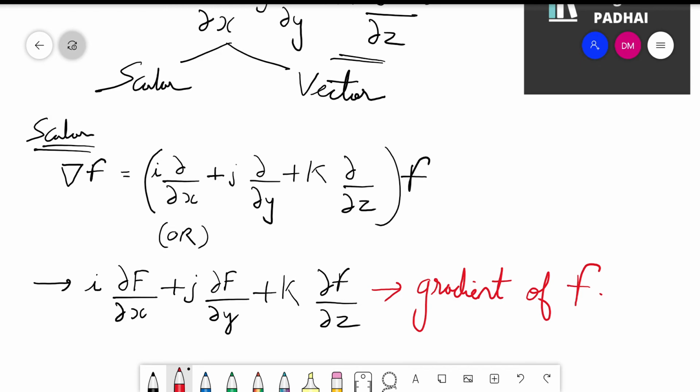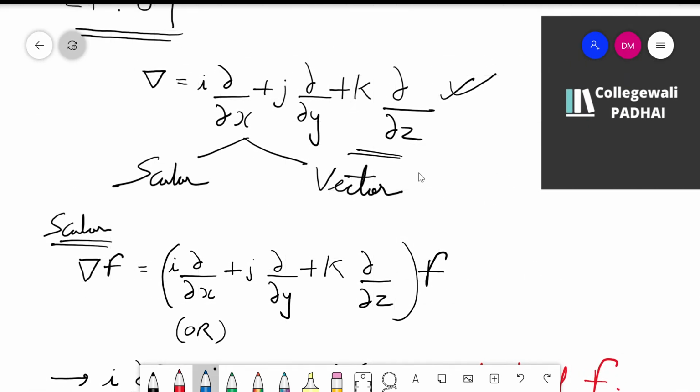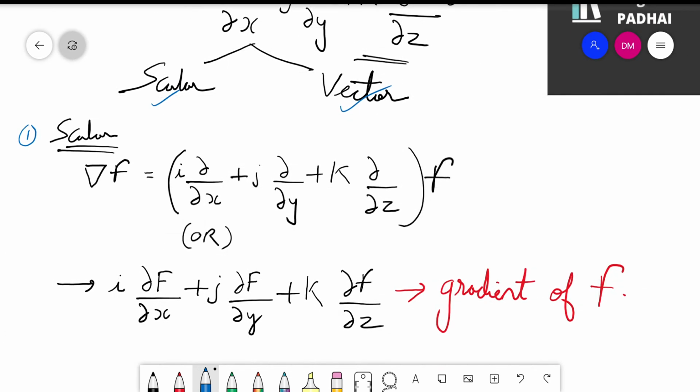Now let's revise this. We got delta. Delta is equal to i dou by dou x plus j dou by dou y plus k dou by dou z. This can be written in both scalar as well as vector form. First, if we consider the scalar form, we get dou of f. Dou is this, that is i dou by dou x plus j dou by dou y plus k dou by dou z whole into f, and the gradient of f is i into dou f by dou x plus j into dou f by dou y plus k into dou f by dou z.